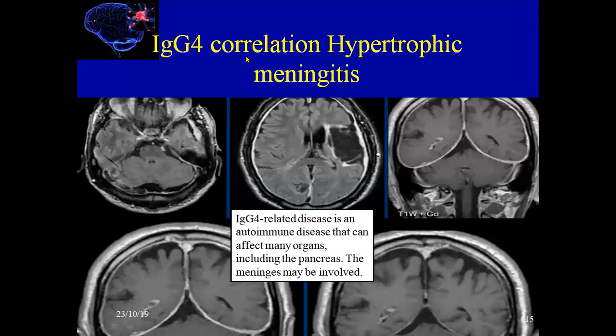IgG4 related hypertrophic meningitis. IgG4 is an autoimmune disease that can affect many organs in the human body, including the pancreas. And this will sometimes show in the brain as diffuse enhancement of the dura mater.